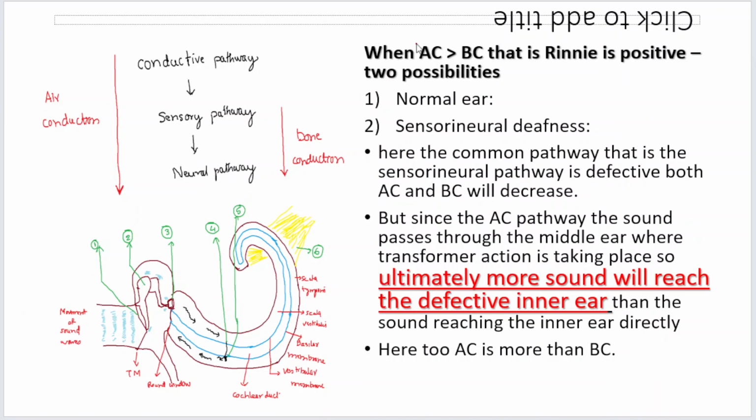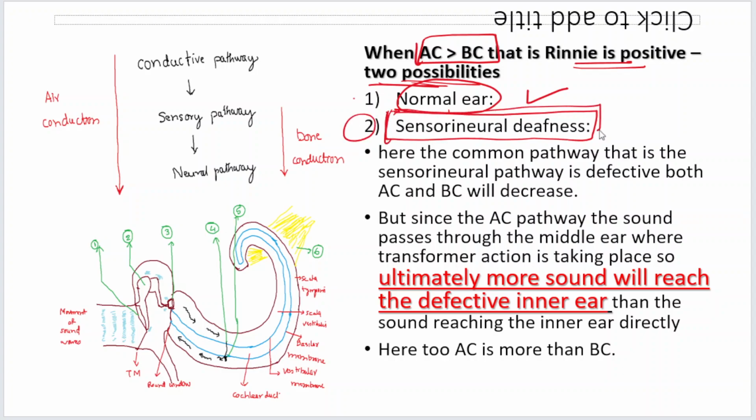So when air conduction is better than bone conduction, Rinne is positive. We already talked, it is having two possibilities. One is the normal ear. Okay. So in the normal ear, Rinne is positive. It is also positive in sensorineural deafness. Now we'll also talk about why. This also happens: Rinne positive is also associated with disease, that is sensorineural deafness. Rinne is positive not only in normal people but also in disease, that is in sensorineural deafness. Air conduction greater than bone conduction, that is positive, in sensorineural deafness.